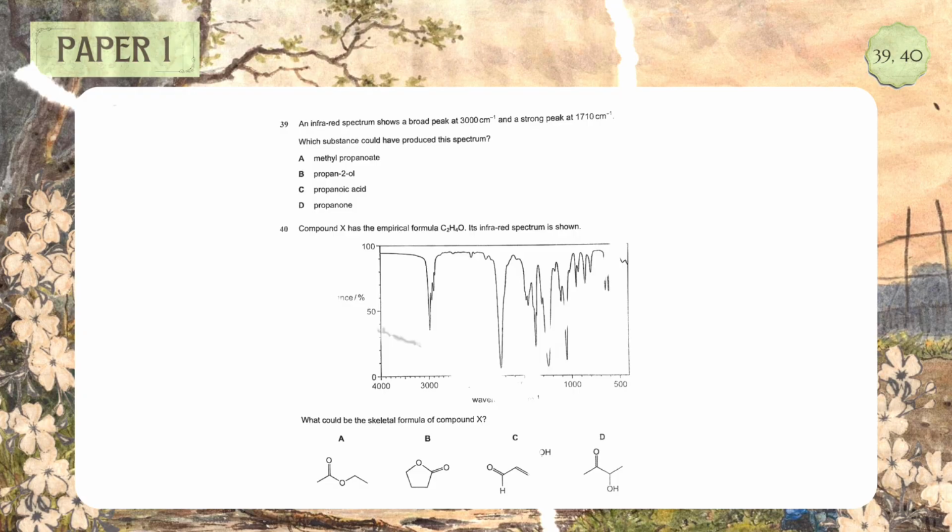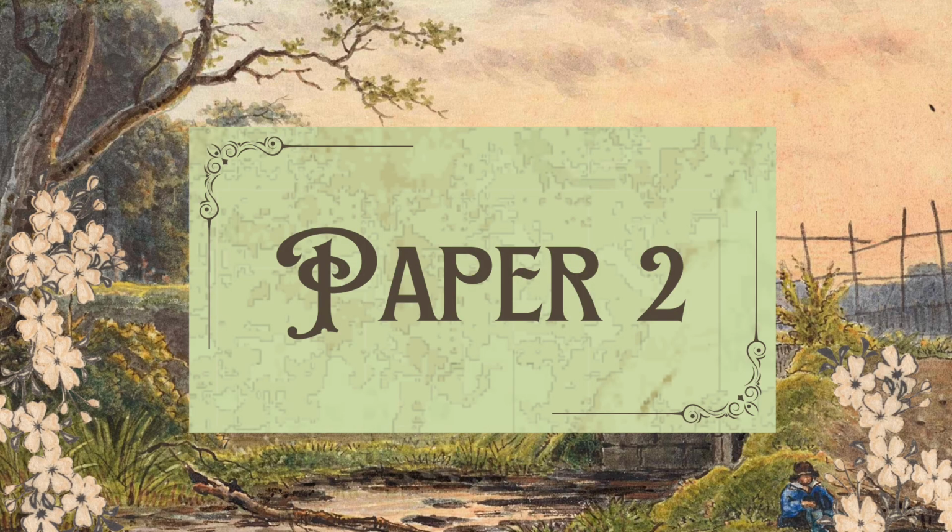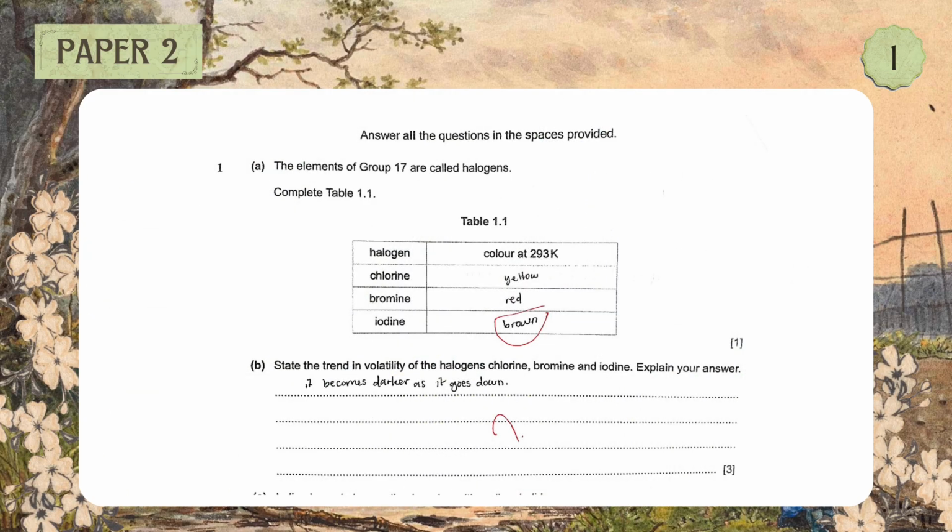Now that paper 1 is done, let's move on to paper 2. Alright, question 1. Here we have 3 halogens and we have to complete the table, which is its color at 293 Kelvin. So, chlorine is yellow, bromine is red, and iodine should be gray-black.